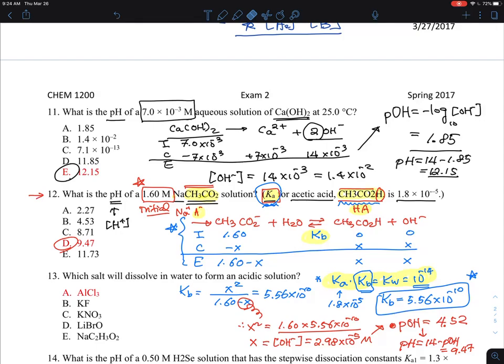So let's move on to number 13, and the question is what salt will dissolve in water to form an acidic solution? And this is aluminum trichloride. If you look at the aluminum trichloride, AlCl3, it actually reacts with 3 H2O. They'll form aluminum hydroxide, Al(OH)3, with 3 times HCl.